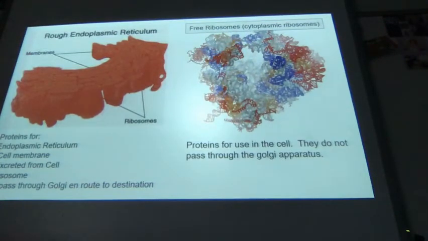Wait, so then where are those ribosomes created? Created? They're made of RNA, so the ribosomes are created in the nucleus. Oh, so the ribosomes are created inside the nucleus? Yeah, but we don't need to worry about that. We're worried about where the proteins are going that are created in the ribosome. The free ribosomes that are just floating around in the cytoplasm, the proteins that are translated there are just going to the cell somewhere, not the lysosome.